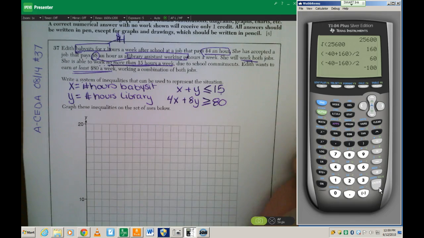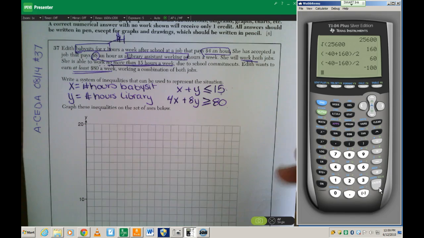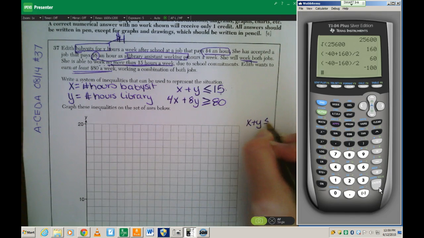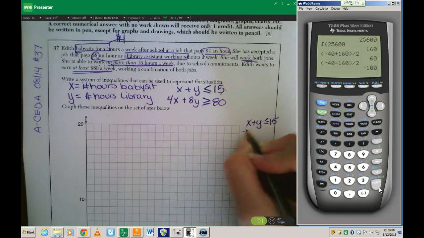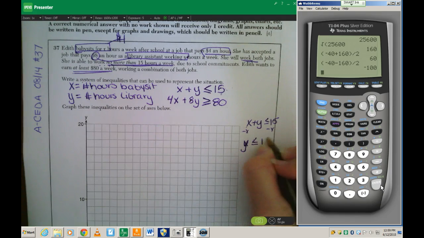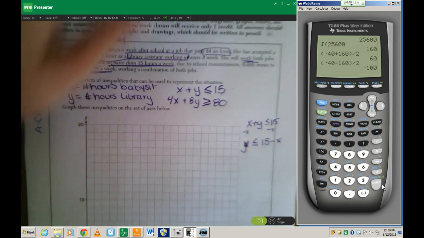I love graphing. Before we can graph it, we have to set each one of these equal to Y equals. So for our first one, we're going to subtract X from both sides. So our equation will be, oh wow, Y is less than or equal to 15 minus X. So because we're graphing, guess what I like?